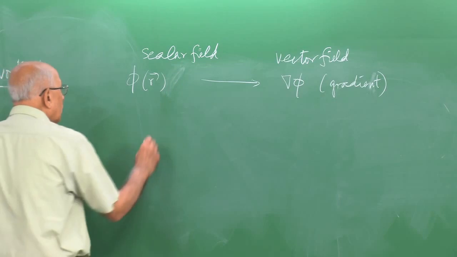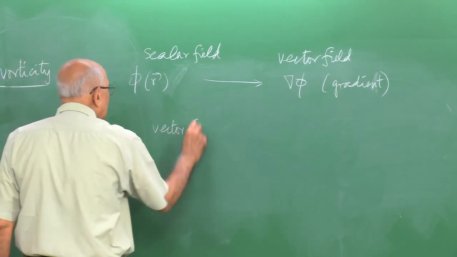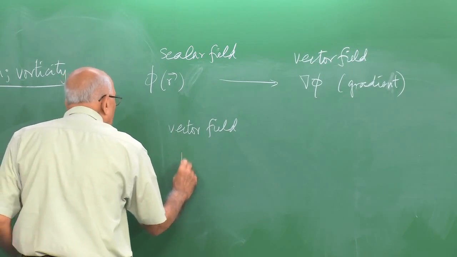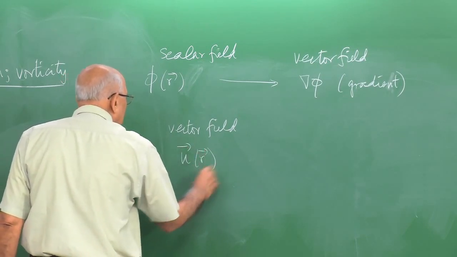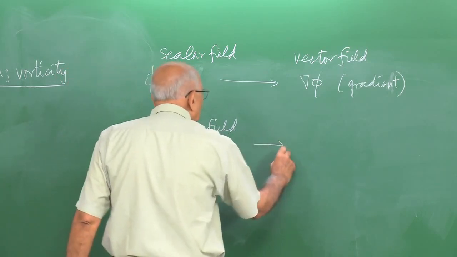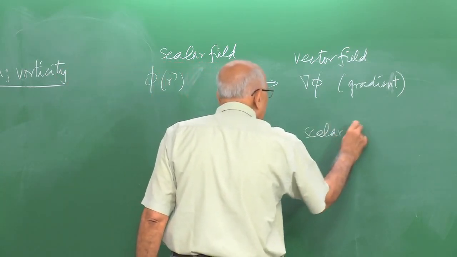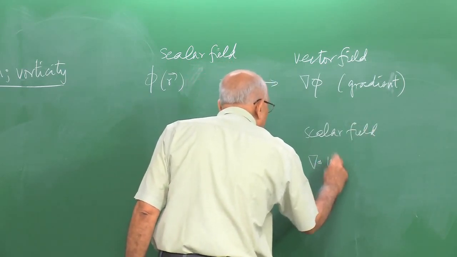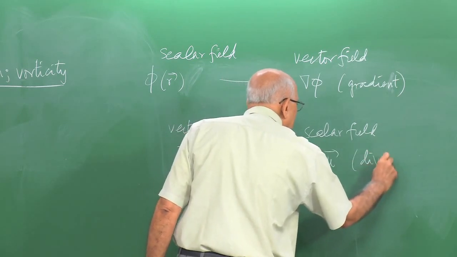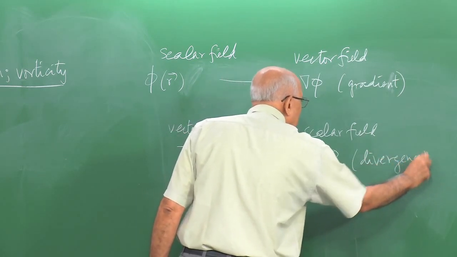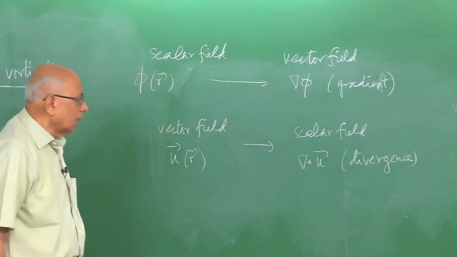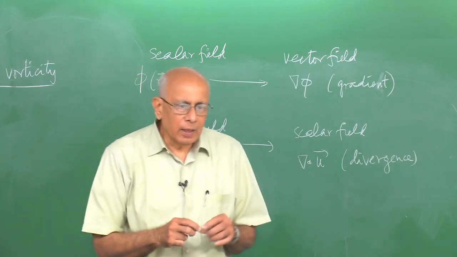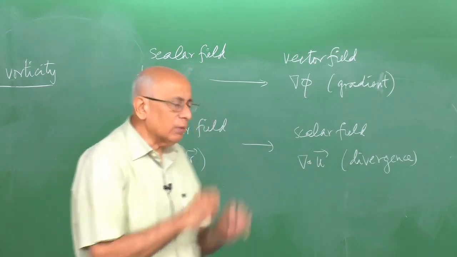We have also seen that if you give me a vector field, let us say some u of r for instance, from here we can form a scalar field which is the divergence, del dot u, of this vector field here. Physically, it is equal to the flux per unit volume in the limit in which this volume goes to 0 at any given point r.